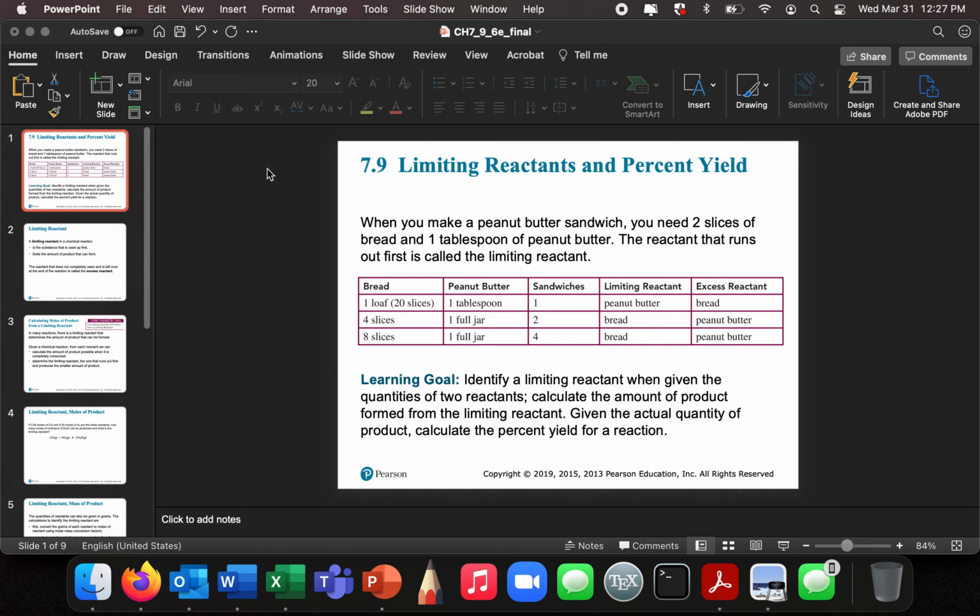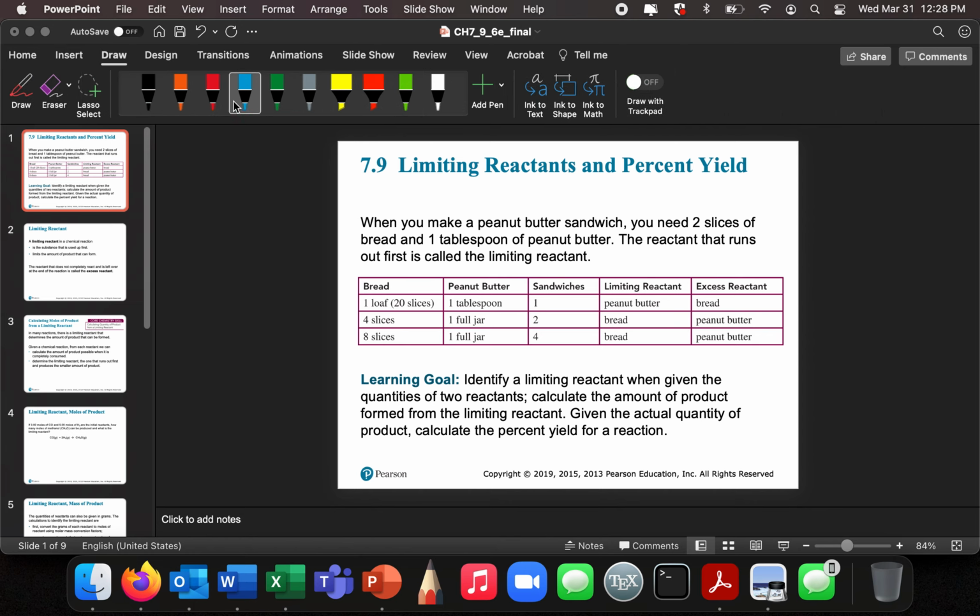Okay, so now we're going to talk about limiting reactants and percent yield. This is the crowning achievement of our work in balanced chemical reactions. First of all, imagine you have a peanut butter sandwich, and let's suppose it's a simple sandwich. It needs 2 slices of bread and 1 tablespoon of peanut butter.